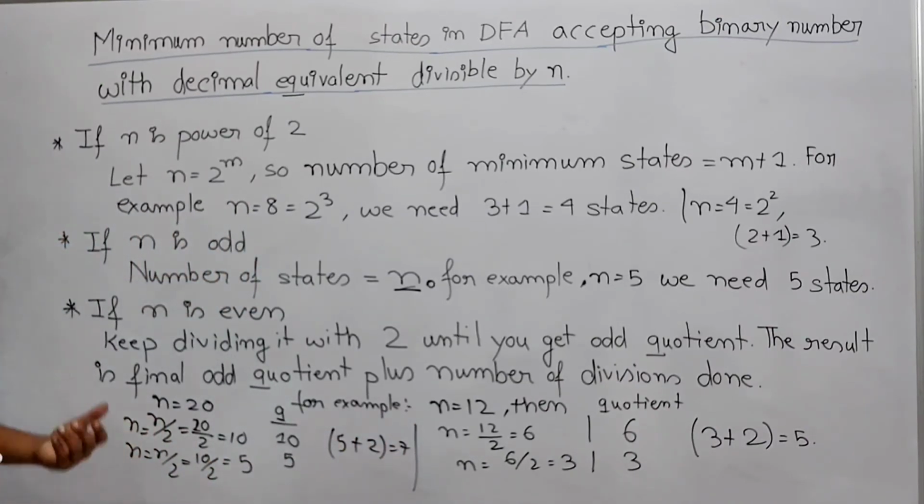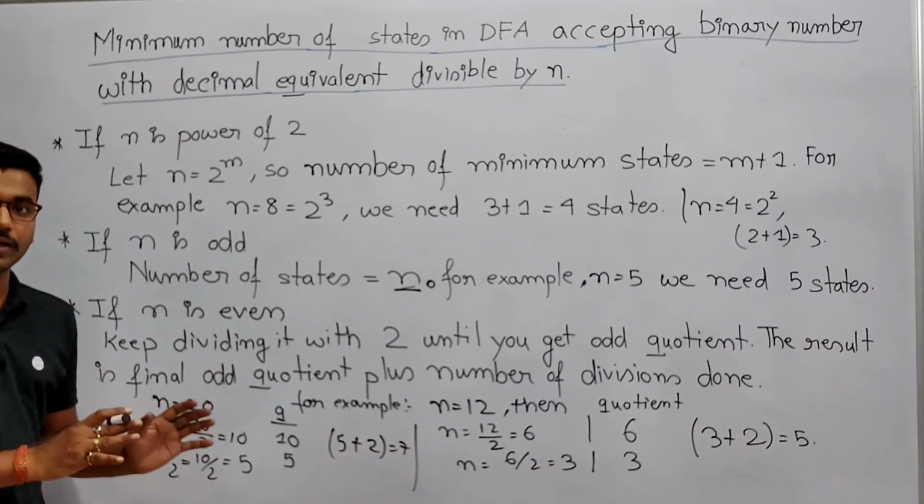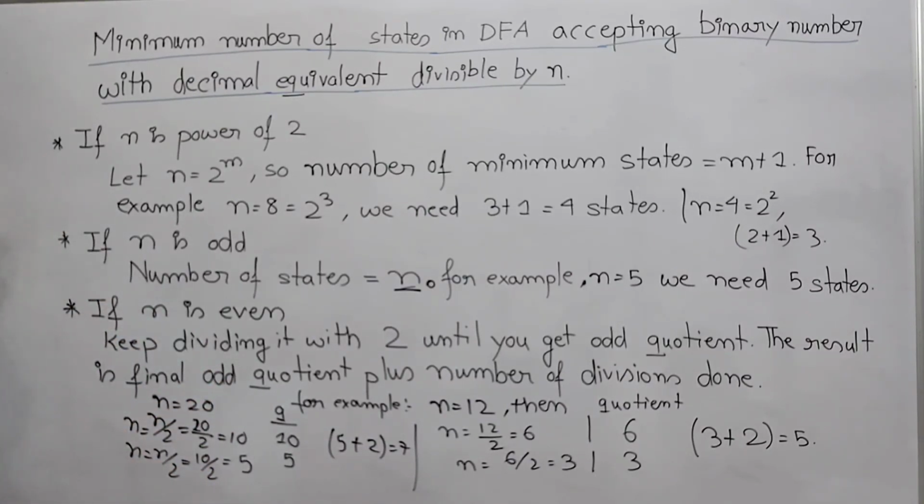So now there is no need to construct a minimal DFA. In the GATE exam they will ask the number of states in the minimal DFA. So directly by seeing n, you can say what is going to be the number of states in the minimal DFA.